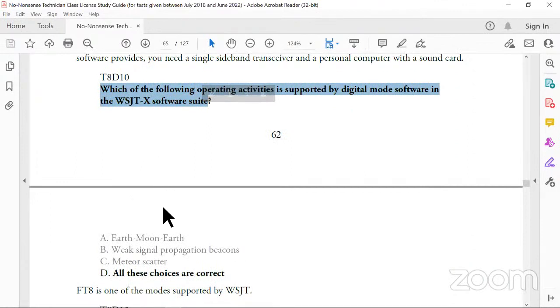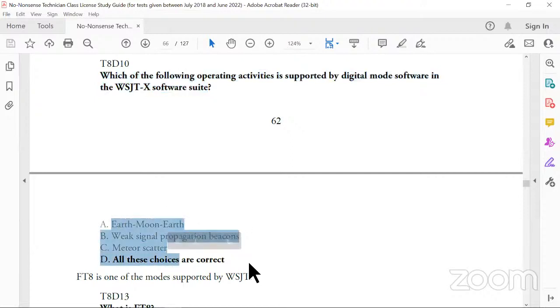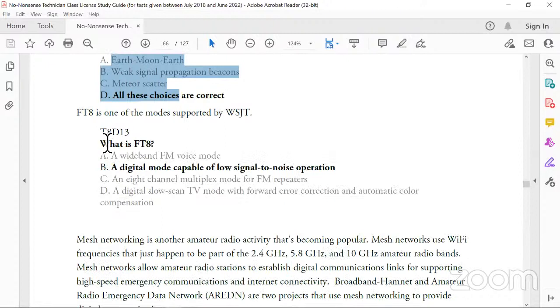Which of the following operating activities is supported by digital mode software in the WSJT-X software suite? So we talked a lot about WSJT-X software. We showed you what it looked like. And you can do all of these things with it. We could do EME, or what we call moon bounce. Remember we say hams love to bounce signals off of things. Also weak signal propagation beacons, as well as that mode called meteor scatter, where we bounce our signals off of the trail that a meteor leaves by ionizing the trail. So all are correct.